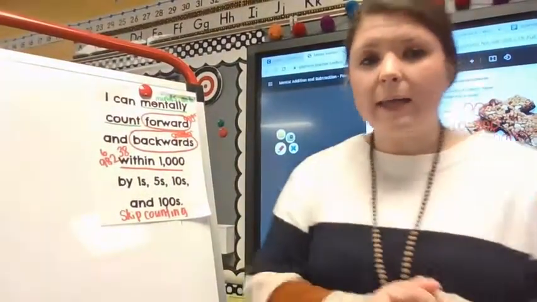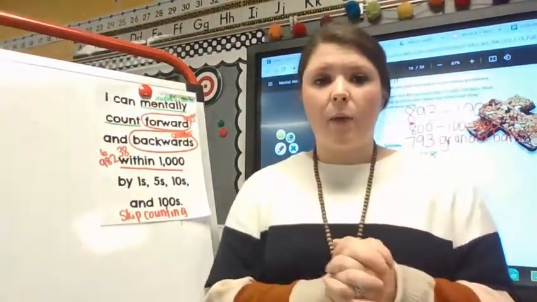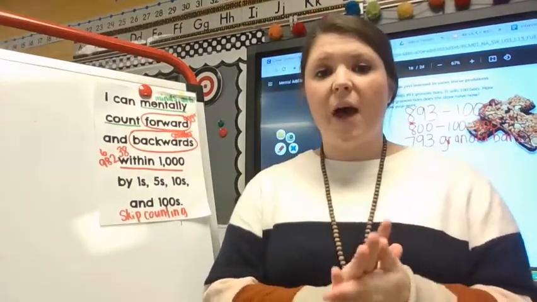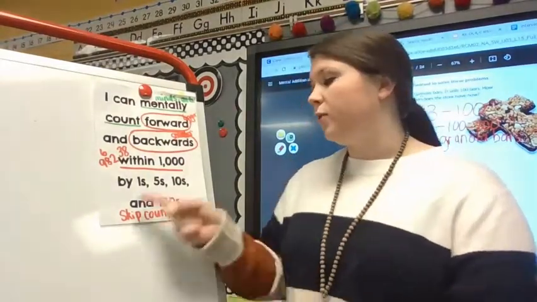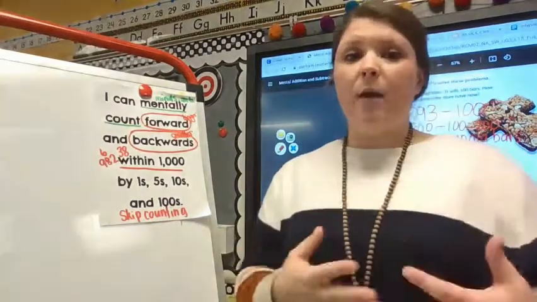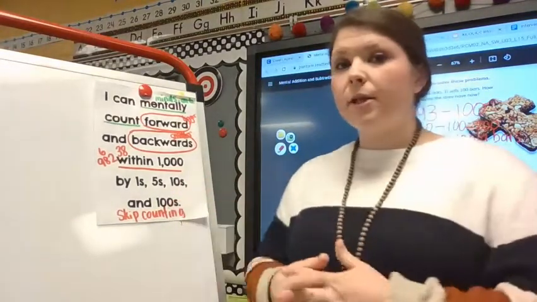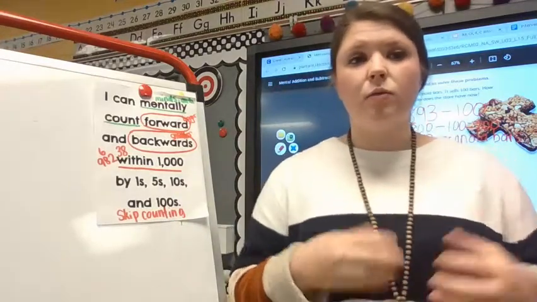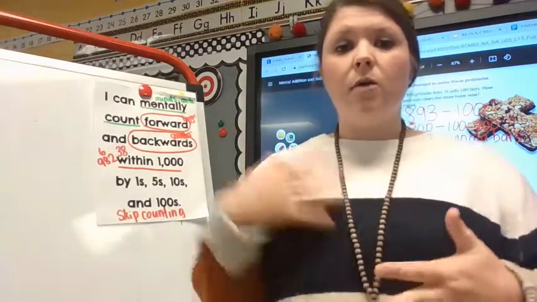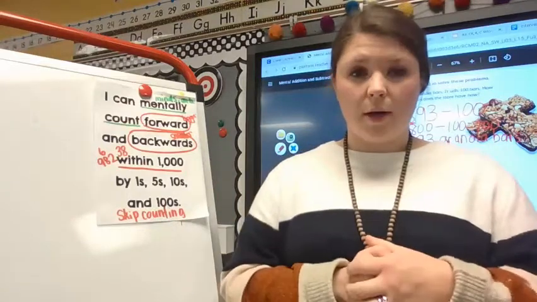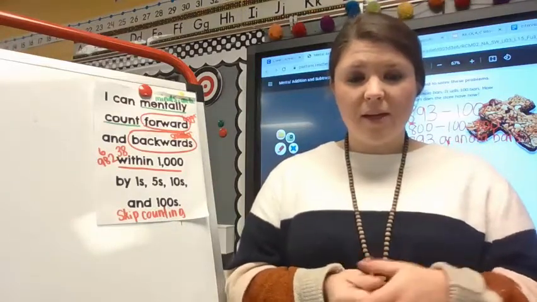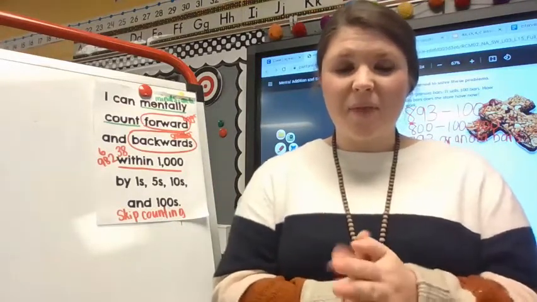All right, guys, I want us to reflect back on our learning target. I can mentally count forward and backwards within 1,000 by ones, fives, tens, and 100s. Remember that skip counting. Today we practiced skip counting by tens and by 100s, forwards and backwards. So I want you to rate how you feel you are doing with our learning target, okay? Great job today, guys. Keep up that hard work.